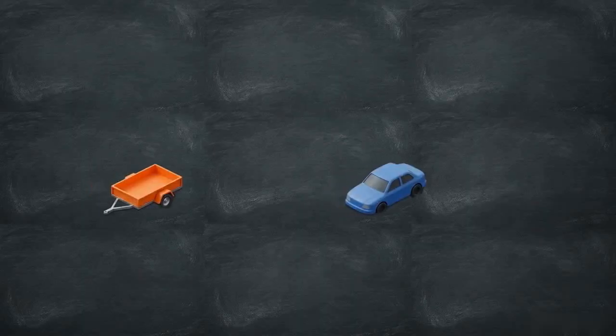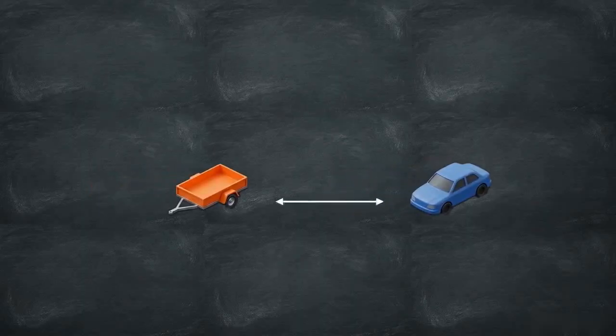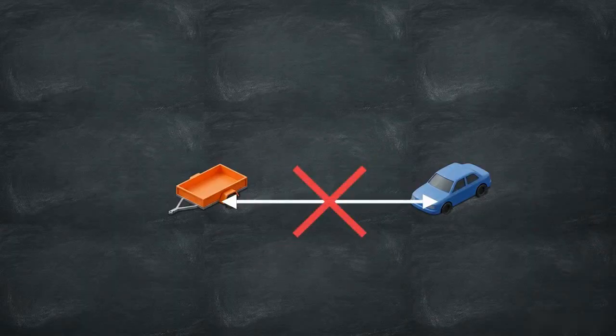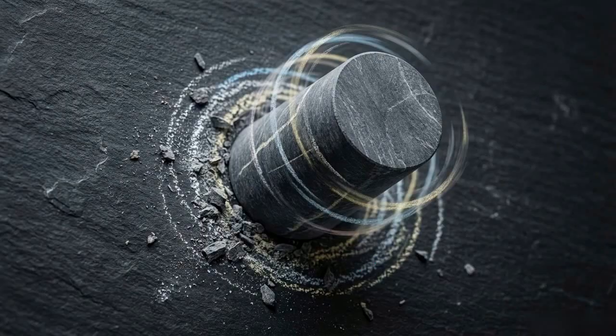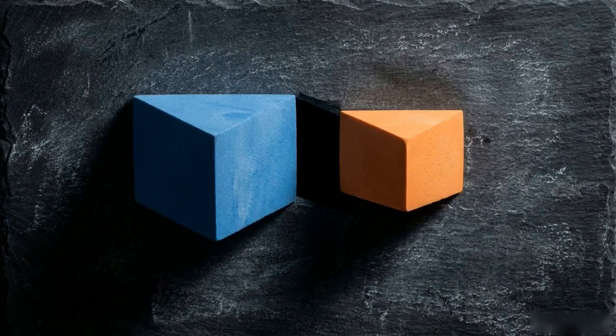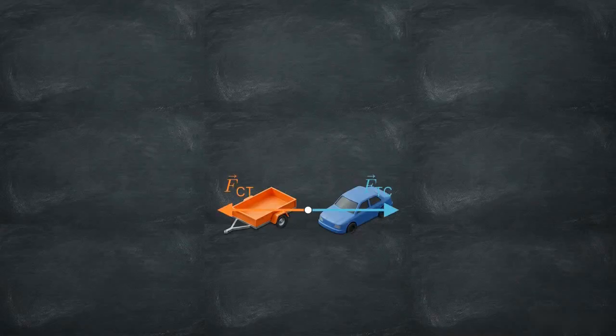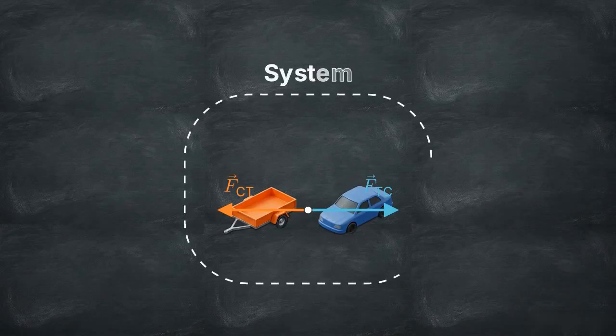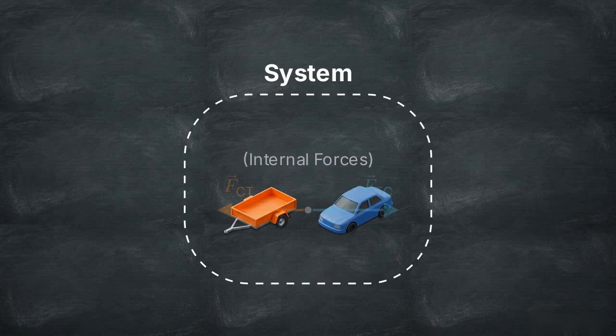If a car pulls a trailer forward, the trailer exerts an equal and opposite force, pulling the car backward. A common mistake is to assume these paired forces cancel each other out. If they canceled, the trailer would never move. These forces do not cancel because they act on 2 different objects. One force acts on the car, and the other acts on the trailer. This law confirms that forces only exist as part of an interaction between 2 bodies.